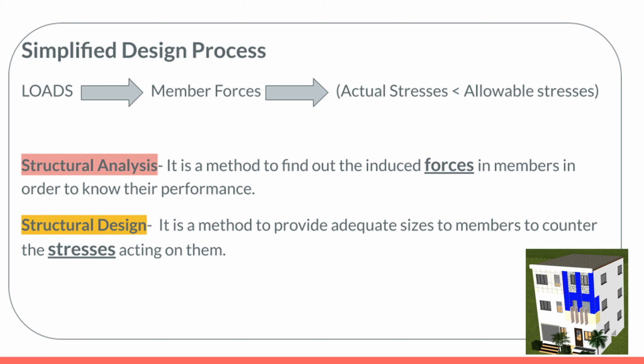So let us see what is the simplified design process. In the simplified design process, loads act on members and then we find out the forces induced in members by structural analysis process. And after the provision of sizes and material properties, we come to know the actual stresses occurring in each member, and we check that those actual stresses shall be lesser than the allowable stresses. So that is the simplified design process.